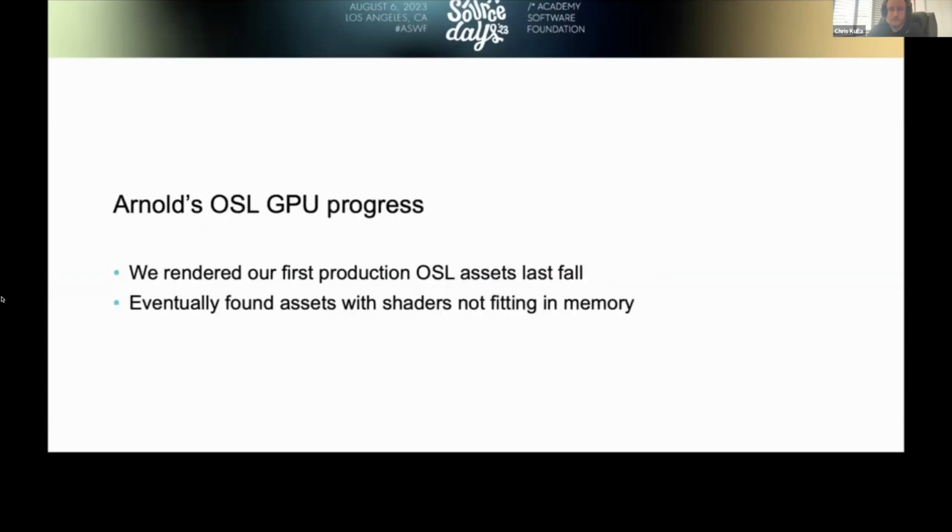So last fall, we rendered our first OSL production assets on GPU. As we worked our way up from simple to more complex assets, most of the work was expanding our render services features to match the CPU's existing behavior. But on the side, we were also noticing that memory requirements were growing much faster than we expected, and occasionally we even hit assets where OSL's memory footprint pushed us over the limits of the device.